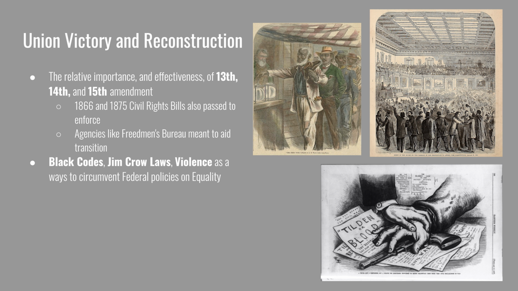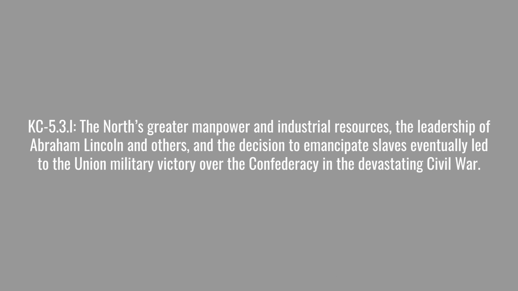Congress also created agencies like the Freedmen's Bureau to aid the transition from enslavement into freedom, but Black Codes, Jim Crow laws, and violence were methods that the South was using to circumvent those federal policies on equality. The next key concept compares the factors for the Union victory. The North's greater manpower and industrial resources, the leadership of Abraham Lincoln and others, and the decision to emancipate slaves eventually led to the Union military victory over the Confederacy in the devastating Civil War.